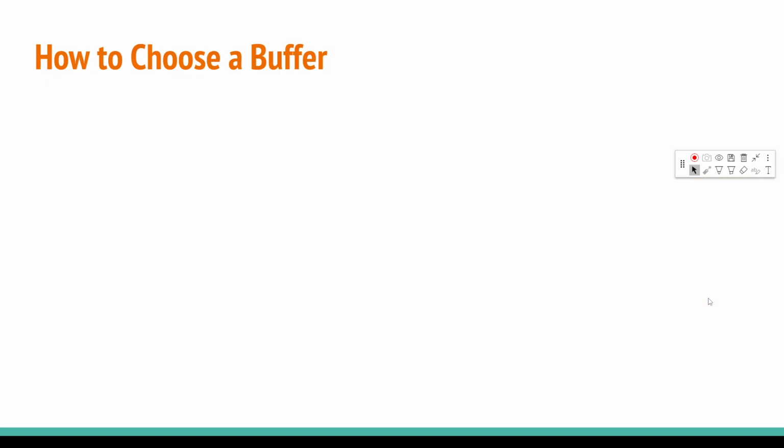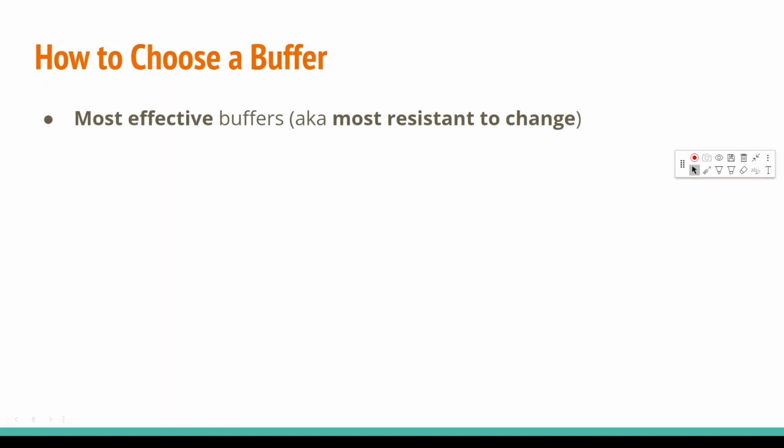So how do we choose a buffer? Well, we just go based off the definition of a buffer. So we're trying to find the buffer that helps resist the change of pH, because that's the point of a buffer in the first place. And so what we want to look at is the ratio of the conjugate with its weak thing. Again, if it's a weak acid, its conjugate base. If it's a weak base, then its conjugate acid.